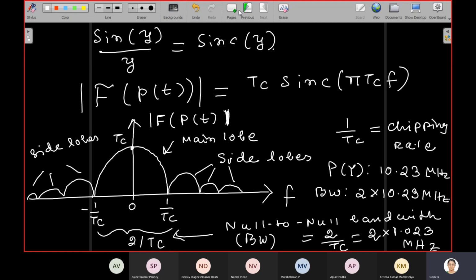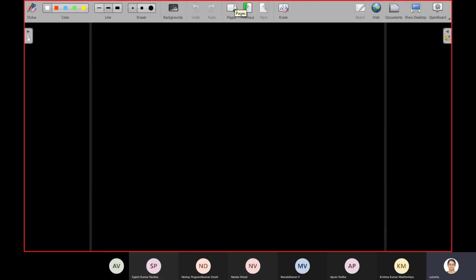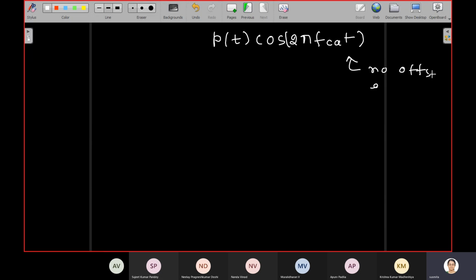So let's go one step further and see how this Fourier transform would change if we consider the case when a single chip is multiplied to the carrier. And for simplicity, we will not also consider any offset. No offset is considered, because they have subtle effects, not any significant effects. So for simplicity, we will ignore their effect. Now we know the Fourier transform of this.